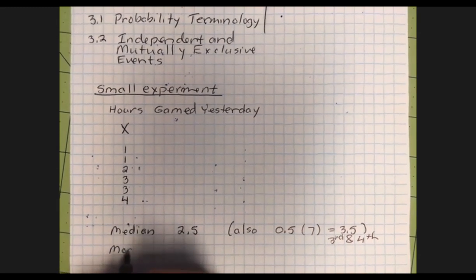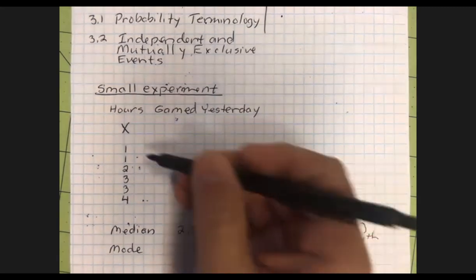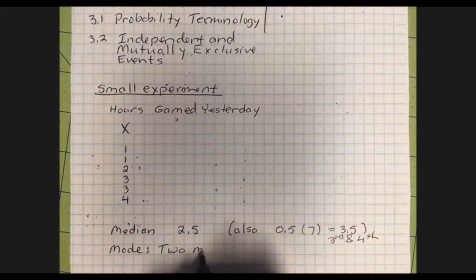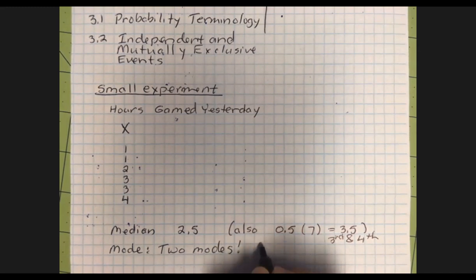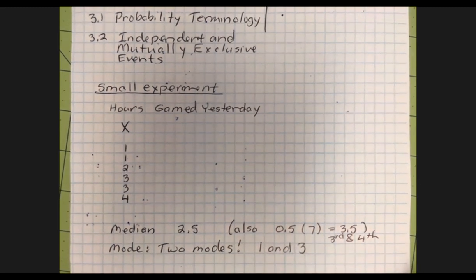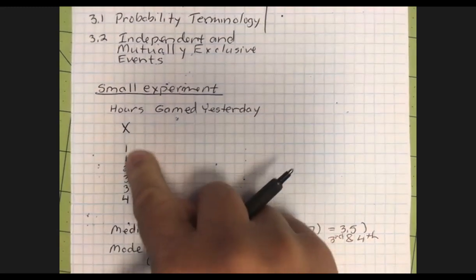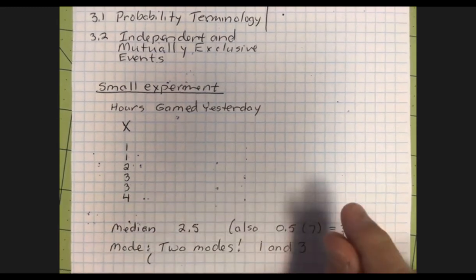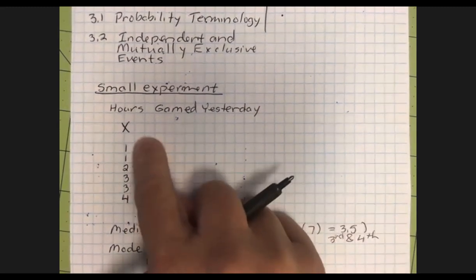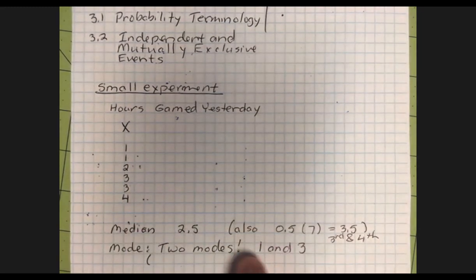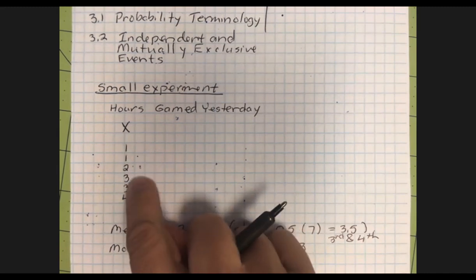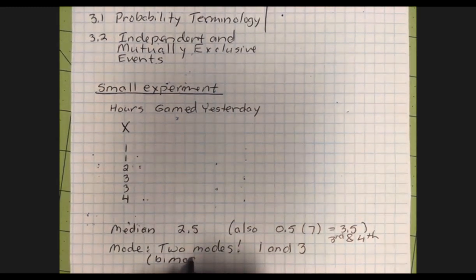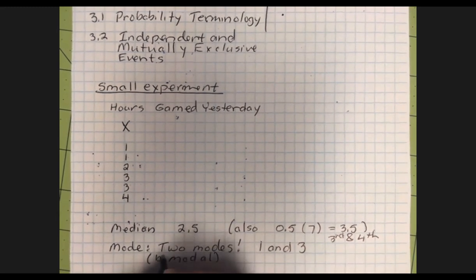What about mode? What is the number that appears most often? Well, one appeared twice, three appeared twice. If someone asks you for the mode, you say, hey, I got two modes, one and three. When that happens, when you have a list of data and you're looking for the winner, who appeared most often? Maybe you don't have one winner. Maybe you got two people tied for most often. And here, the number of hours gamed yesterday, you had two people with 1 hour and two people with 3 hours. So those are the things that happen most frequently, but they're tied. When that happens, you can call this data bimodal, which is just a fancy way of saying that there are two modes.